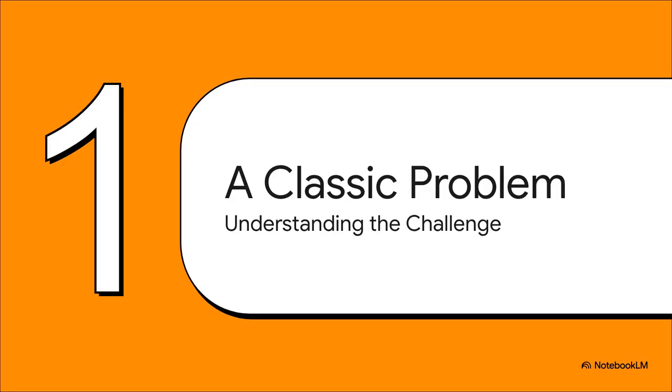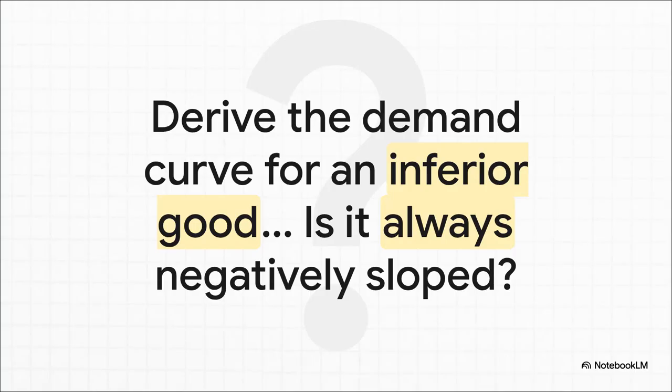Okay, so what is this classic problem we're talking about? The one that gives so many econ students a headache? Let's get the exact exam question up on the screen so we know exactly what we're dealing with. And there it is. Now look closely because it's actually a two-part question. The first part asks you to derive the demand curve. That means they want to see your work, the whole process.